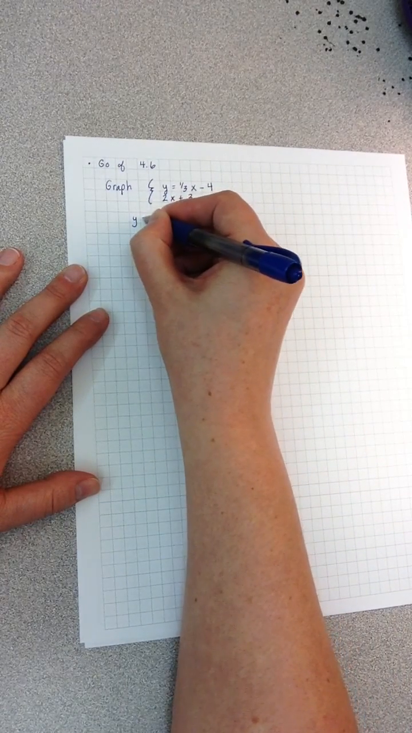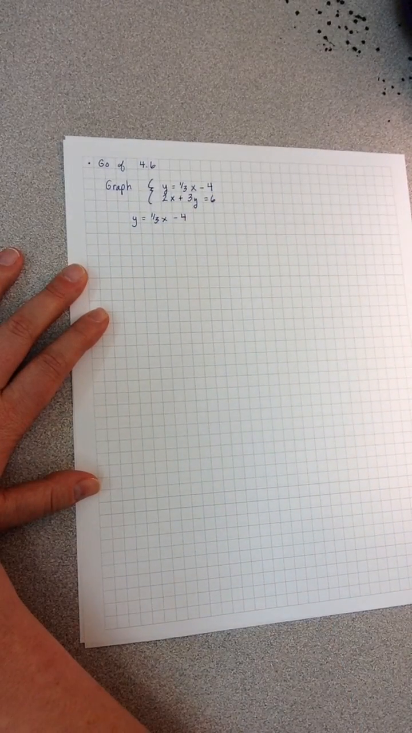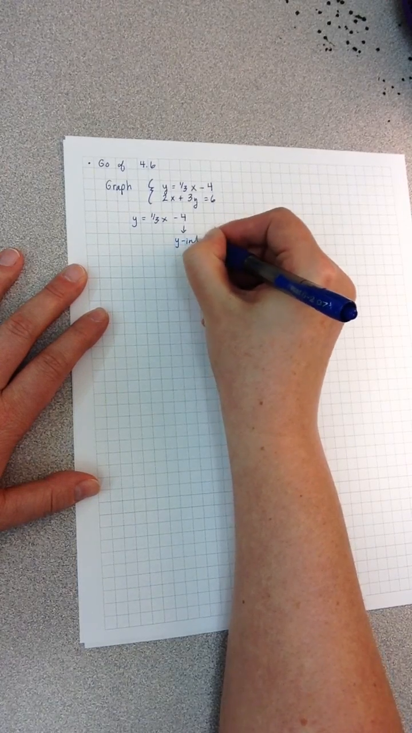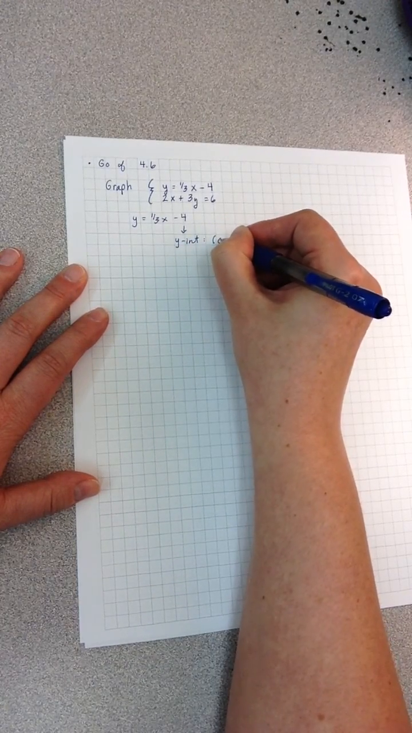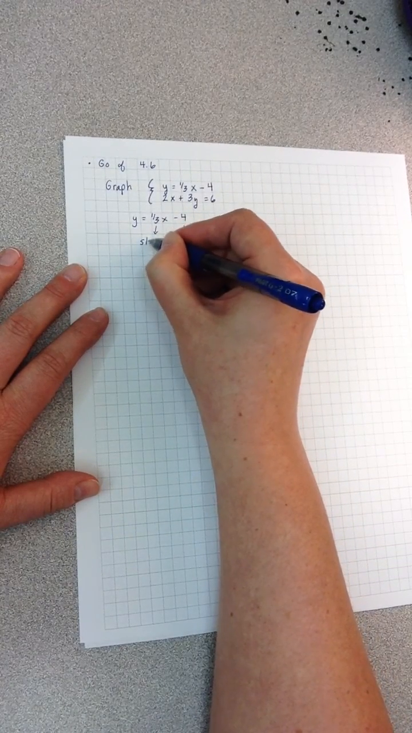So just to remind ourselves what the pieces of this equation tell us. The -4 here tells us the y-intercept. So we know that that's the point 0, -4. And the 1/3 in the equation tells us the slope.